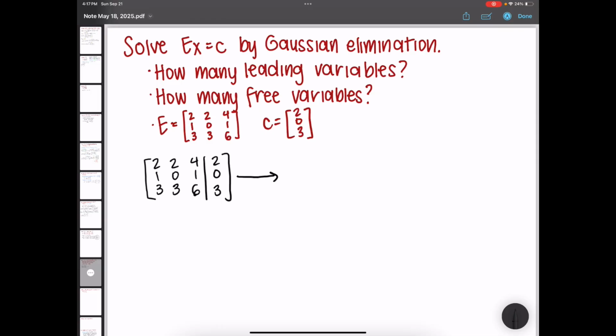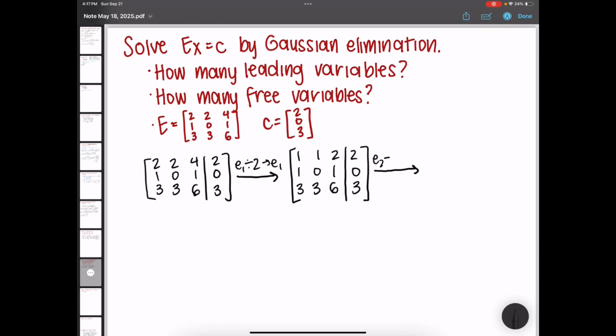First, we'll divide equation 1 by 2, put that in place of equation 1. And equations 2 and 3 will remain the same. And this next step will manipulate two equations at a time. For equation 2, we'll just subtract equation 1, and we will also subtract 3 times equation 1 from equation 3.